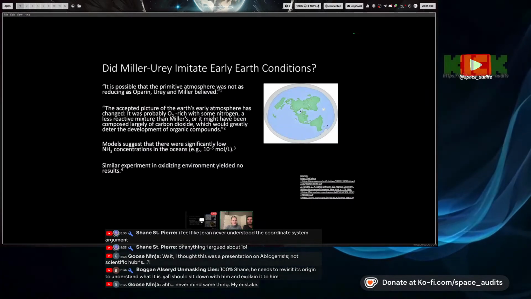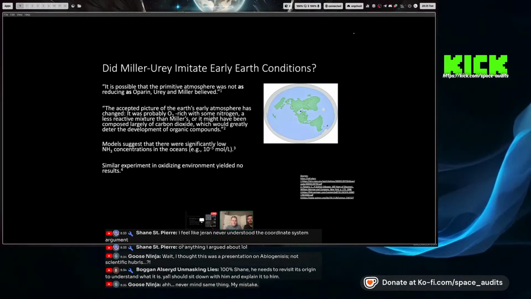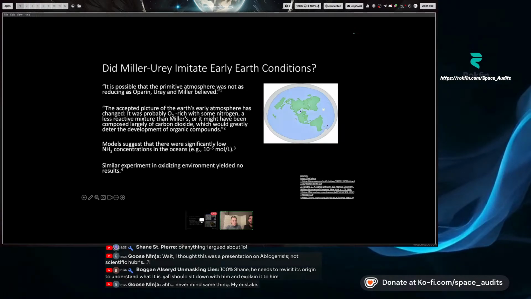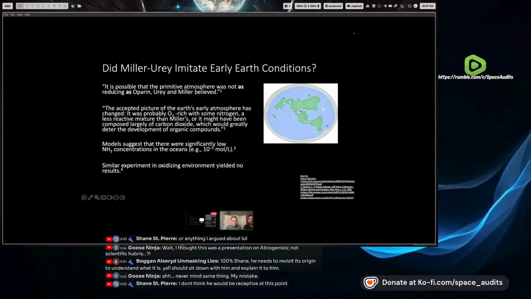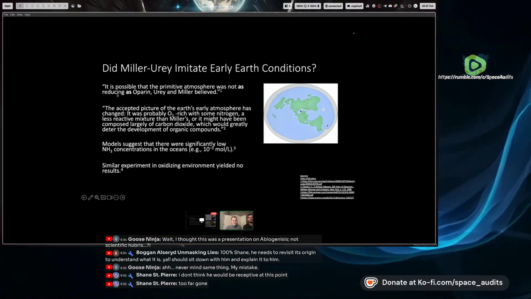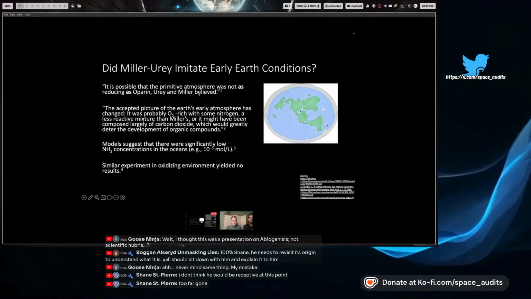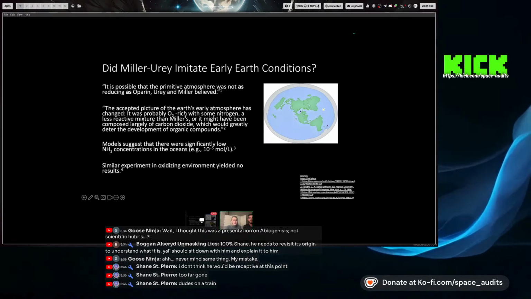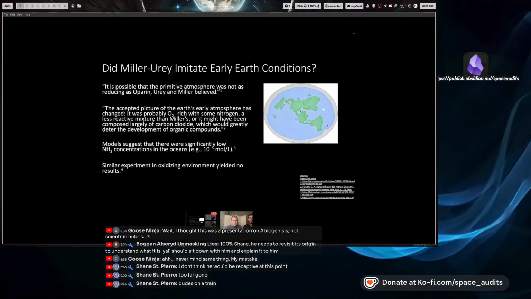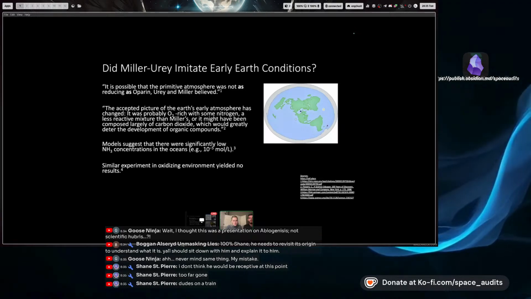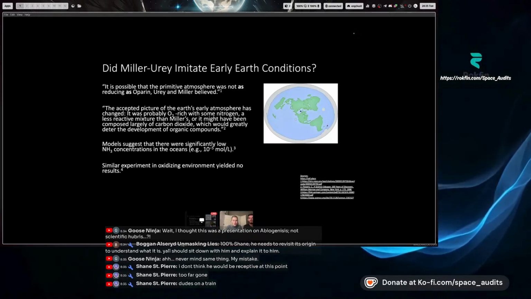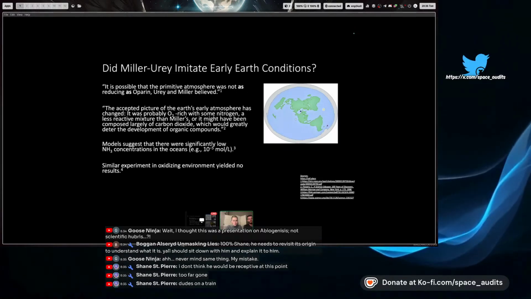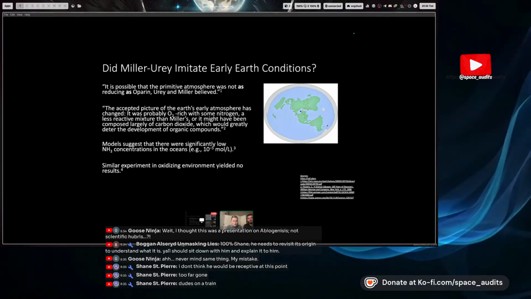All right, so does the Miller-Urey experiment imitate early Earth conditions? Here are some quotes from peer-reviewed papers that I saw. It is possible that the primitive atmosphere was not as reducing as Oparin, Urey, and Miller believed. The accepted picture of the early Earth's atmosphere has changed. It was probably oxygen-rich with some nitrogen, a less reactive mixture than Miller's, or it might have been composed largely of carbon dioxide, which would greatly deter the development of organic compounds.